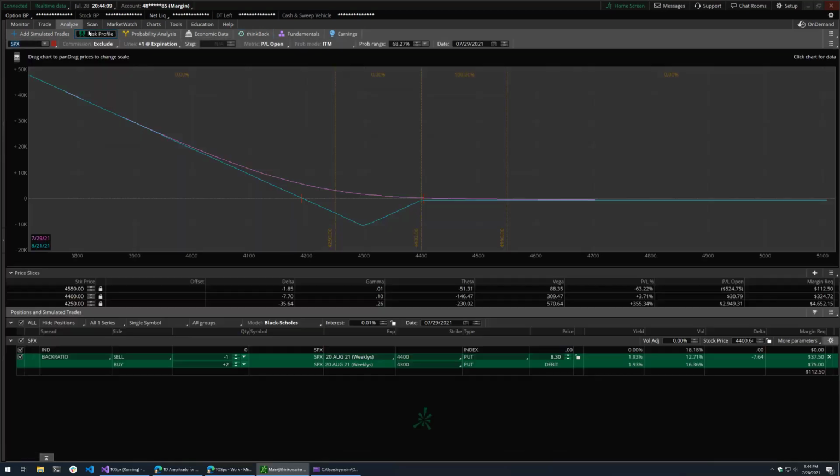And then there's different ways that you could finance this trade. We won't get into that today. It's a little bit more advanced, but there are ways that you could put this on for free, potentially.